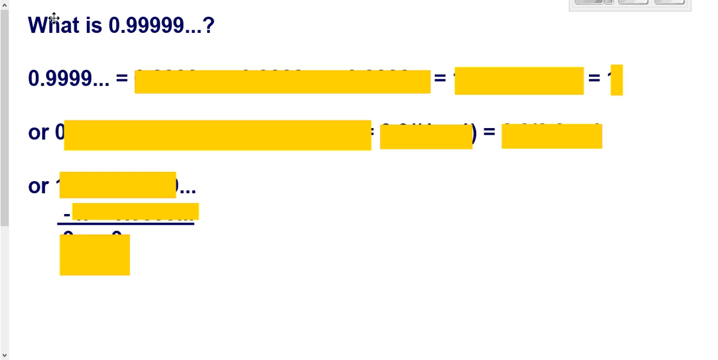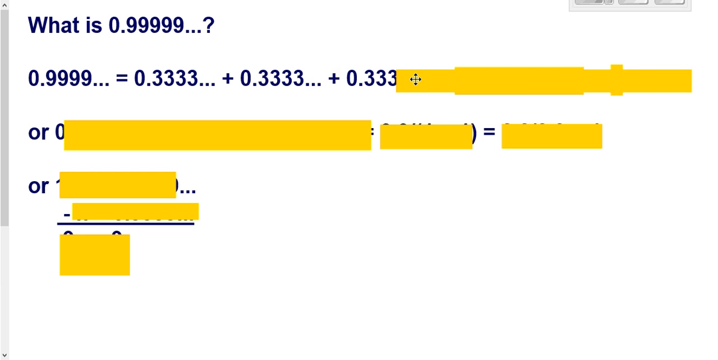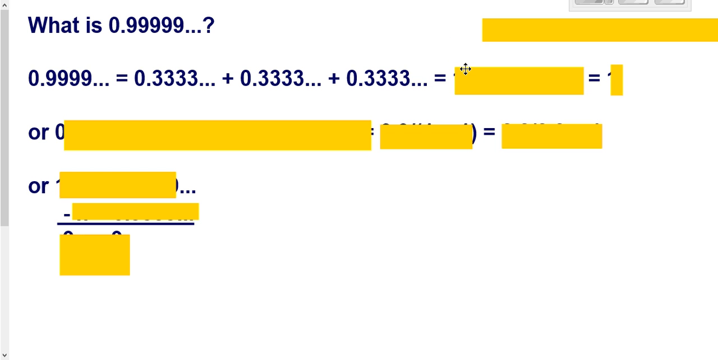By the way, what does 0.9 repeating equal? Well, 0.9 repeating would be the same as 0.3 repeating plus 0.3 repeating plus 0.3 repeating. You should remember from arithmetic that 0.3 repeating is a third. So you get 1/3 plus 1/3 plus 1/3. And you guys know how to add fractions. You'd add the tops when the bottoms are the same. You get 3/3, so you get 1. So 0.9 repeating is 1.